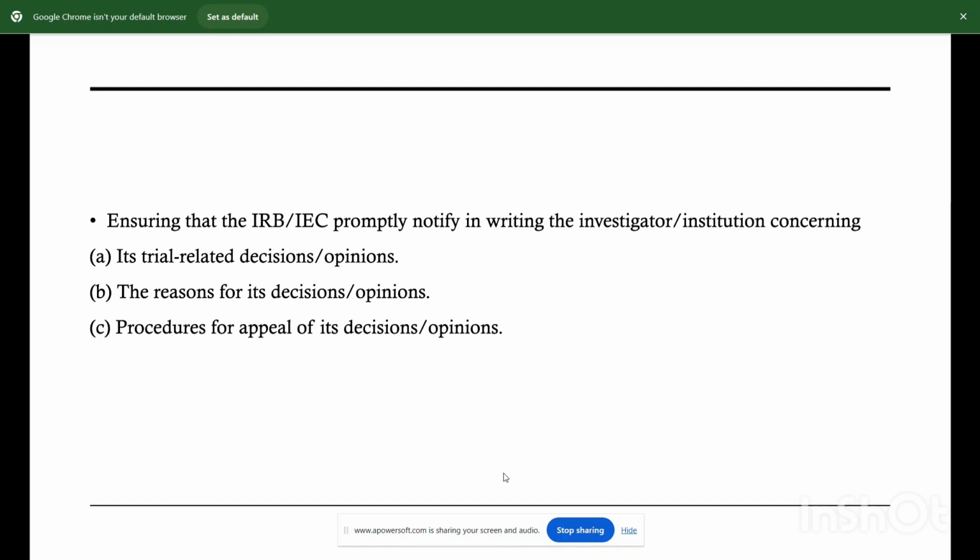So if a study is agreed and approved, then the EC has to provide the approval letter, and if it is rejected, then they have to provide such information with the reason. So the EC always has to ensure this.